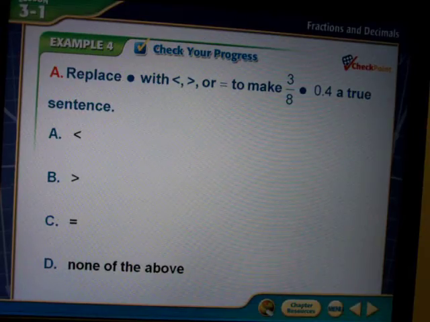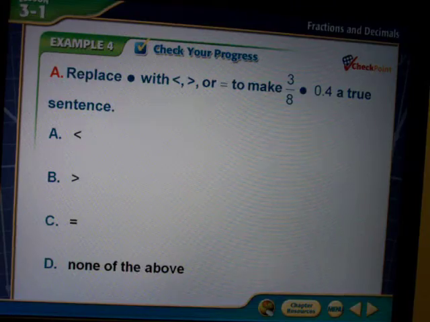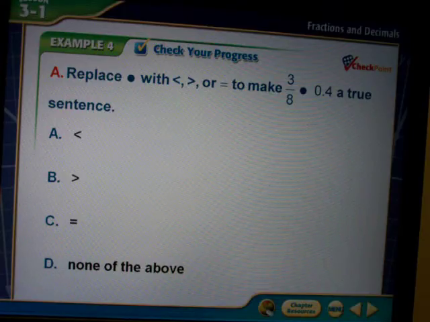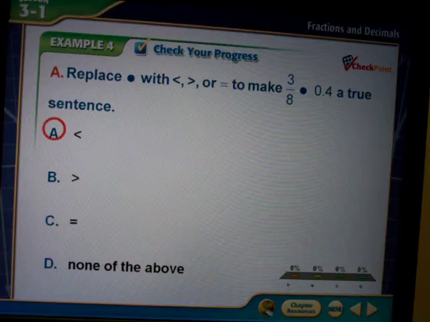So now replace the dot with comparison symbols or equal to show the relationship between 3/8 and 4/10. Is it A, B, C, or D, none of the above? And your answer is A.